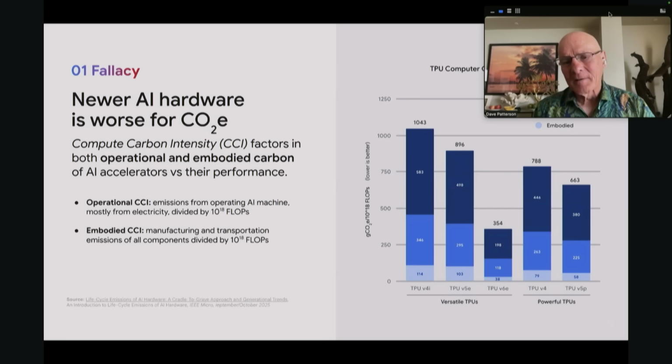It's very small for data center TPUs or GPUs because they have really long lifetimes, like 5 or more years, and the data centers have 20 year lifetimes, and they burn a lot of power. So almost all of the carbon footprint is in operating them. And then you see there's 2 different heights there.